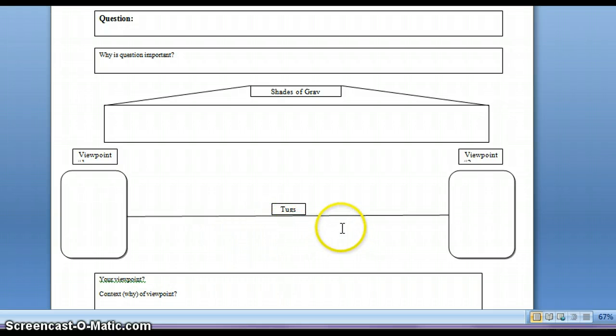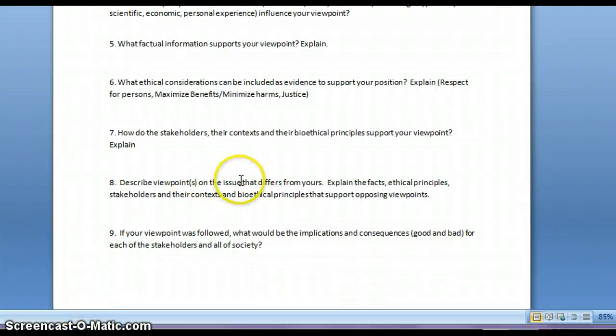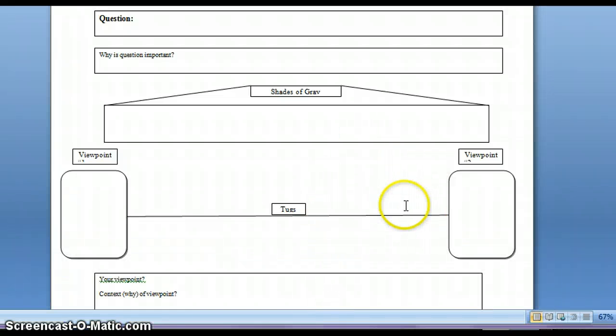But remember, in class or online, I had you make sure that you put tugs that would pull you towards another viewpoint. In question 8, that's where you're going to discuss the opposite issue. So describe viewpoints on the issue that differ from yours. Explain the facts, the ethical principles, the stakeholders and their context in bioethical principles that support opposing viewpoints. And you may have to discuss more than one opposing viewpoint. So this is where you're going to use the tugs that are on the opposite side. So you have to discuss these tugs and how they support the opposite viewpoint that you have on this issue. And that is key. That is why I made sure that you have tugs on both sides.